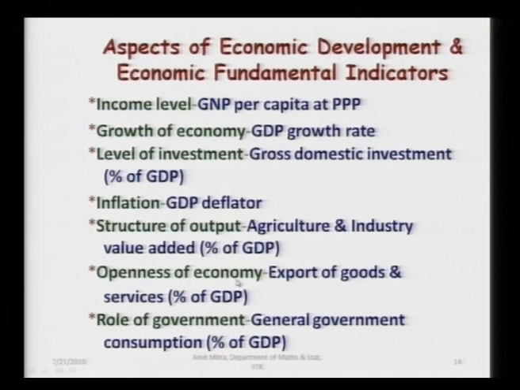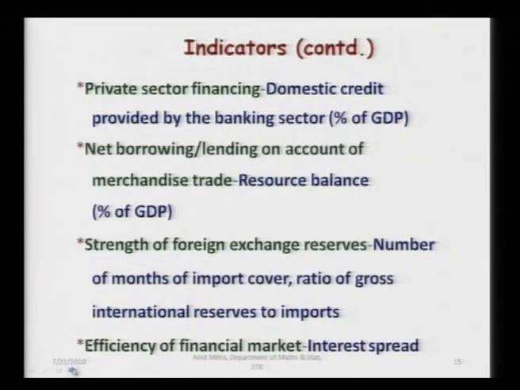Then, as a measure of openness of the economy, we look at export of goods and services, taken as a percentage of GDP once again. Then the role of government, the general government consumption as percentage of GDP. Then the later indicators are private sector financing, domestic credit provided by the banking sector measured as a percentage of GDP; net borrowing and lending on account of merchandise trade, which is measured through the resource balance; then strength of the foreign exchange reserve, that is the number of months of import cover of that particular country, and the ratio of gross international reserves to imports; and efficiency of the financial market, measured through the interest spread of that country.